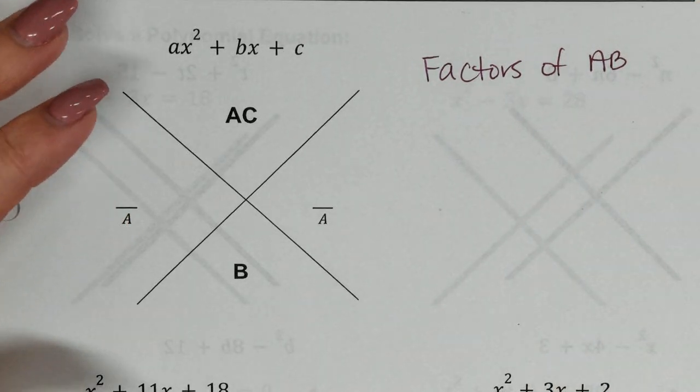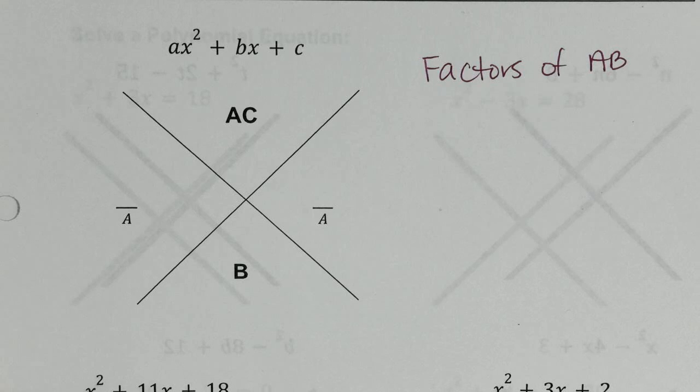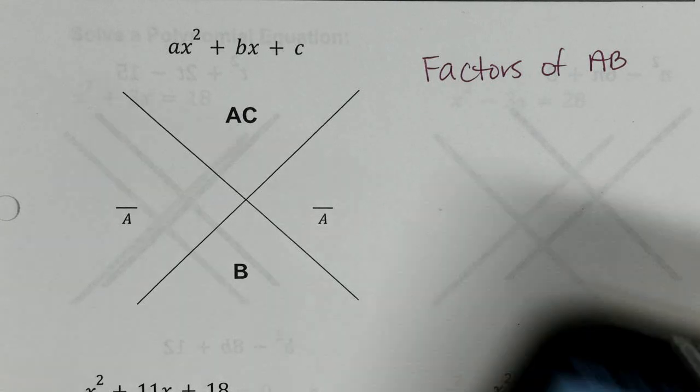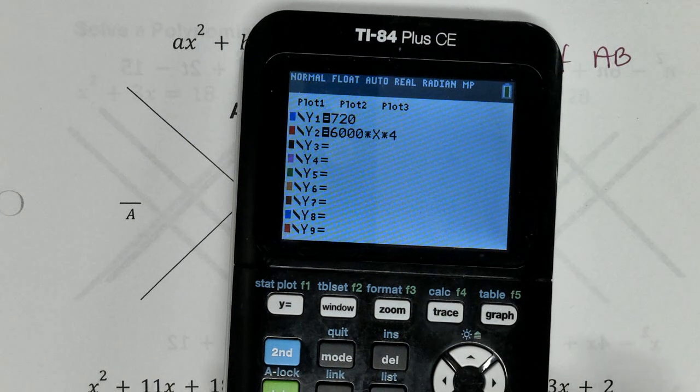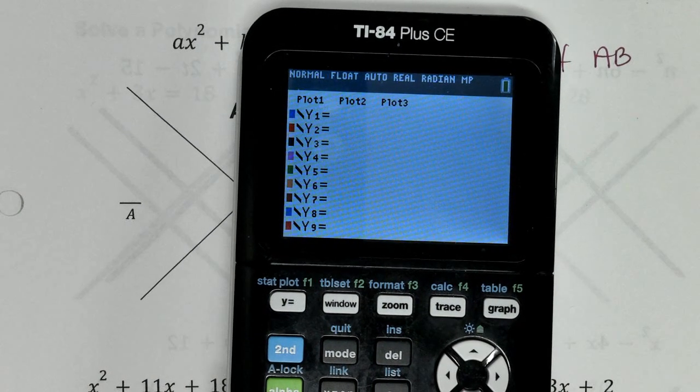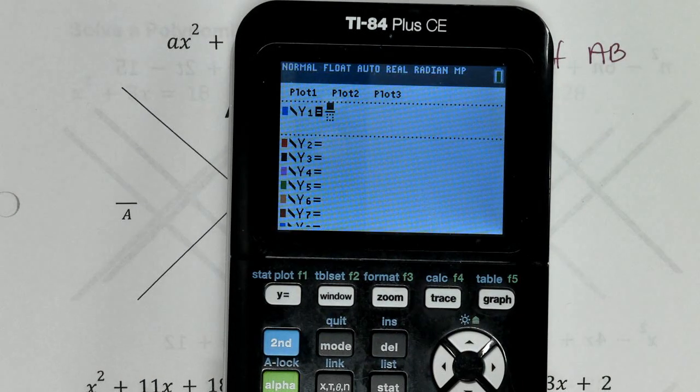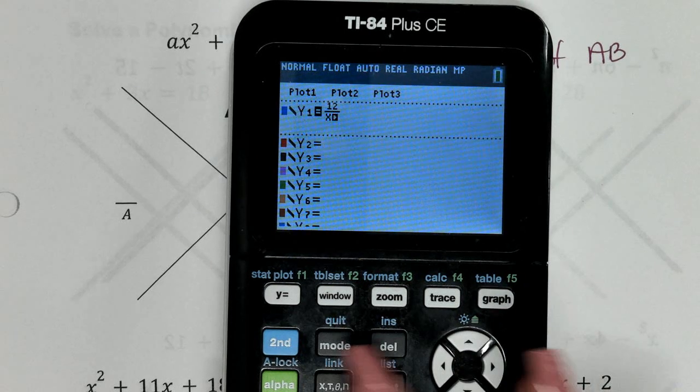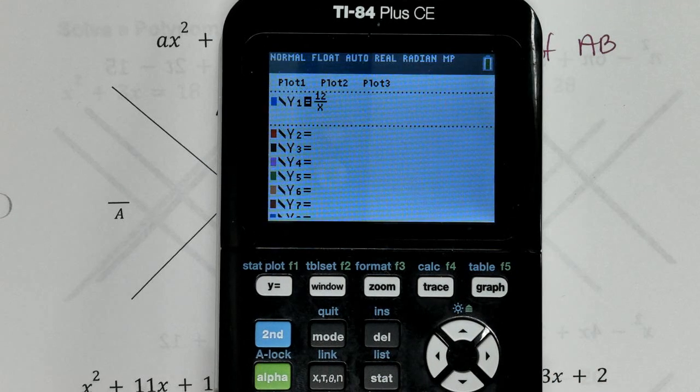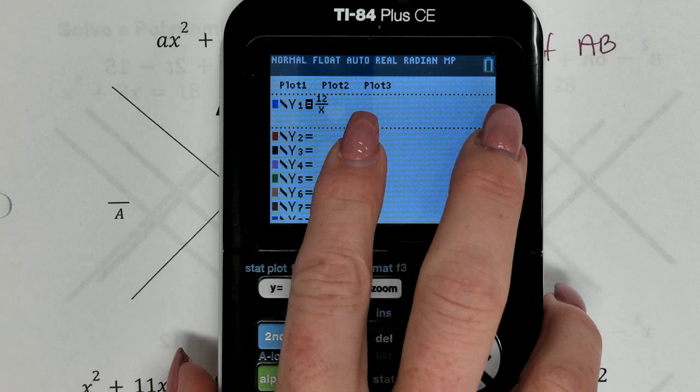And your calculator will give y'all factors. So I want to explain that. So let's talk about something simple. What are factors of 12? So 1 times 12, 2 times 6, and 3 times 4. So pretend you don't know that. You can go to your y equals button in your calculator, and you can put 12 over x, and it will give you the factors of 12, because it's basically saying what times a number will give me 12.